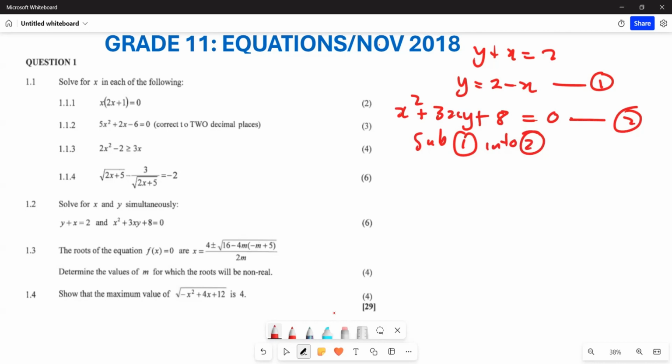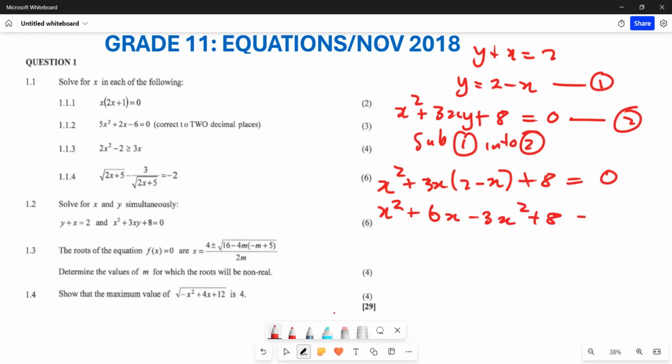What is it that you're going to have? This is going to be same as when there is y, you're going to write 2 subtract x, which means this is going to be x squared plus 3x into 2 subtract x plus 8 is equals to 0. Now, when you are solving this, this is same as x squared plus 2 multiplied by 3 is going to be your 6x. 3 multiplied by x, this is going to be same as negative 3x squared plus 8 is equal to 0.